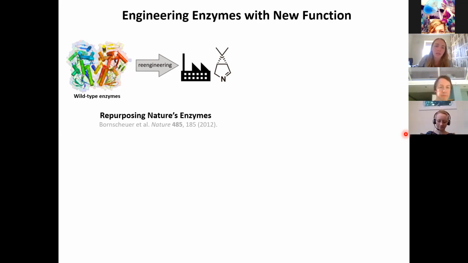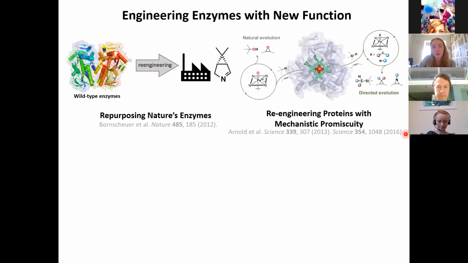So one of the most widely used methods is to repurpose nature's enzymes to carry out synthetically useful reactions. So we heard again last week about the engineering of a transaminase to produce sitagliptin. And so that's one of the most widely used methods today. However, we're not really changing the intrinsic mechanism of the enzyme. We can also exploit the mechanistic promiscuity of enzymes as a gateway to proteins with new functions. And this has been highlighted recently by the Arnold group, and they've re-engineered P450s for new-to-nature reactions.